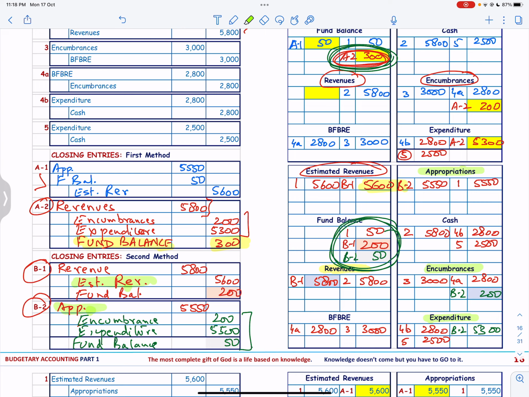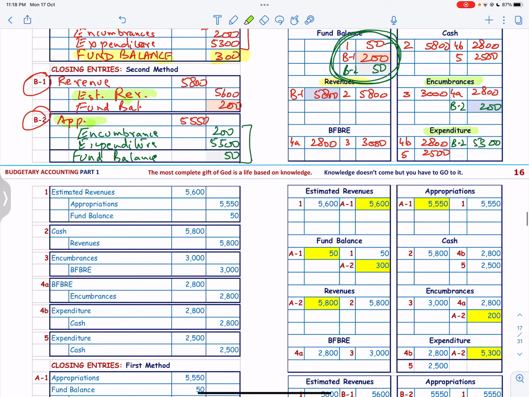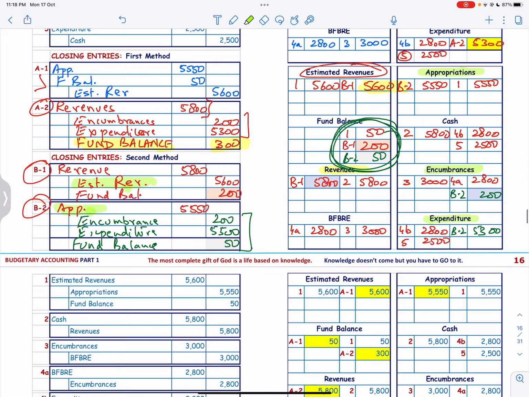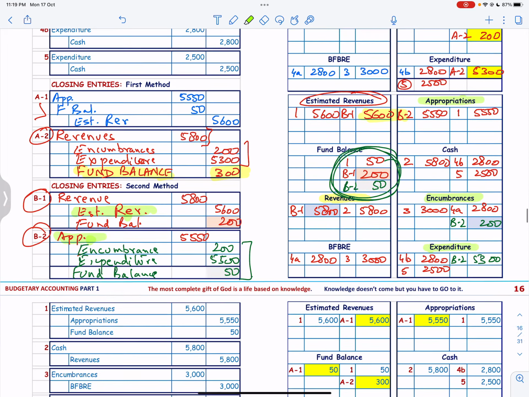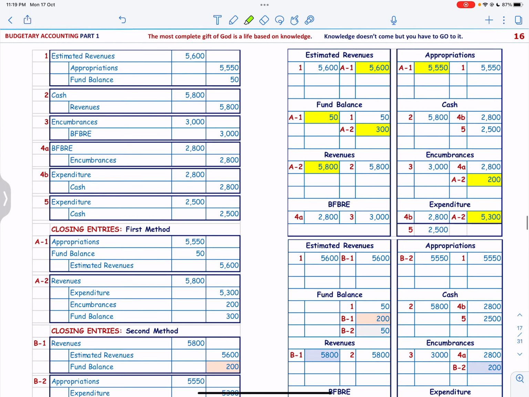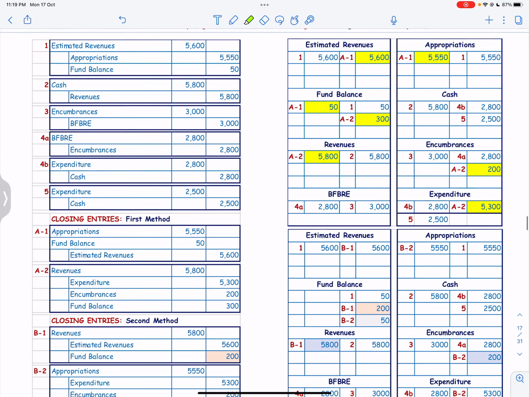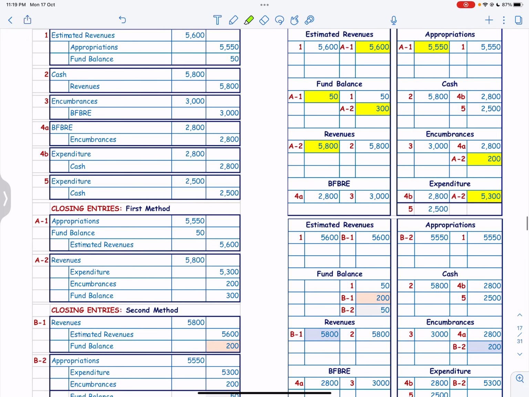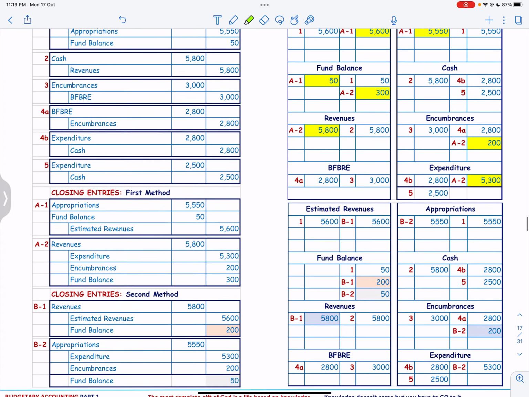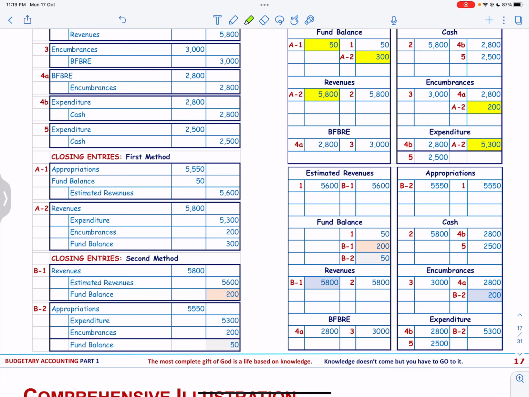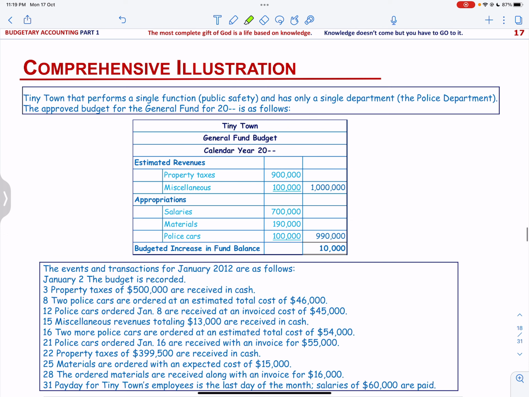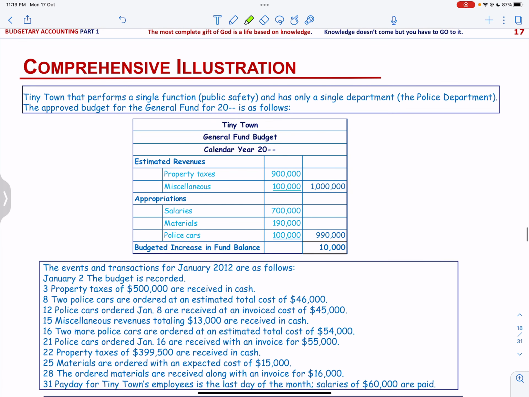Let us now solve a comprehensive illustration, and for your convenience, I know some of you may find it difficult to read my handwriting, so I have put this in a sheet to make you see the things more clearly. Okay. Next, we prepare a comprehensive illustration. Look into a comprehensive illustration now.